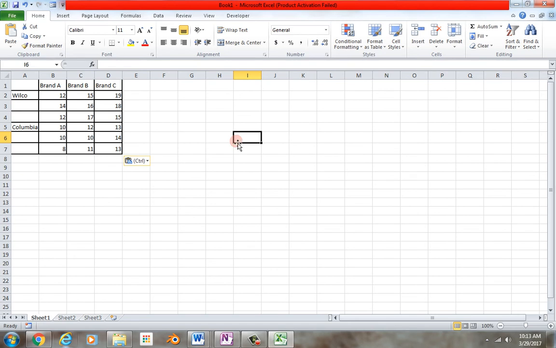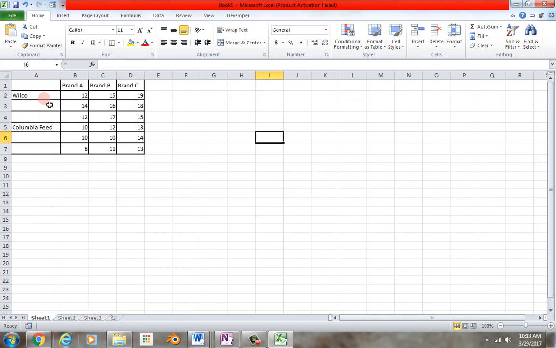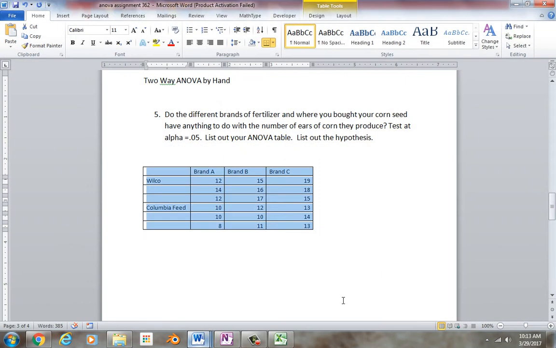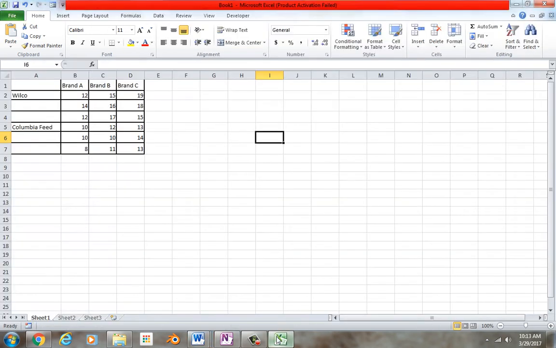Now, it's not important that this is all highlighted. That just happens to be how I had it on an assignment I passed out one time, and I was too lazy to make new data today. So here we have two different feed stores where you can buy your seeds or your fertilizer. I forget what it is. Oh, actually, I know what it is. I wrote it on the paper over here. Two different brands of fertilizers and where you bought your corn seed. Do they have anything to do with the number of ears they produce? I don't know. Let's find out.